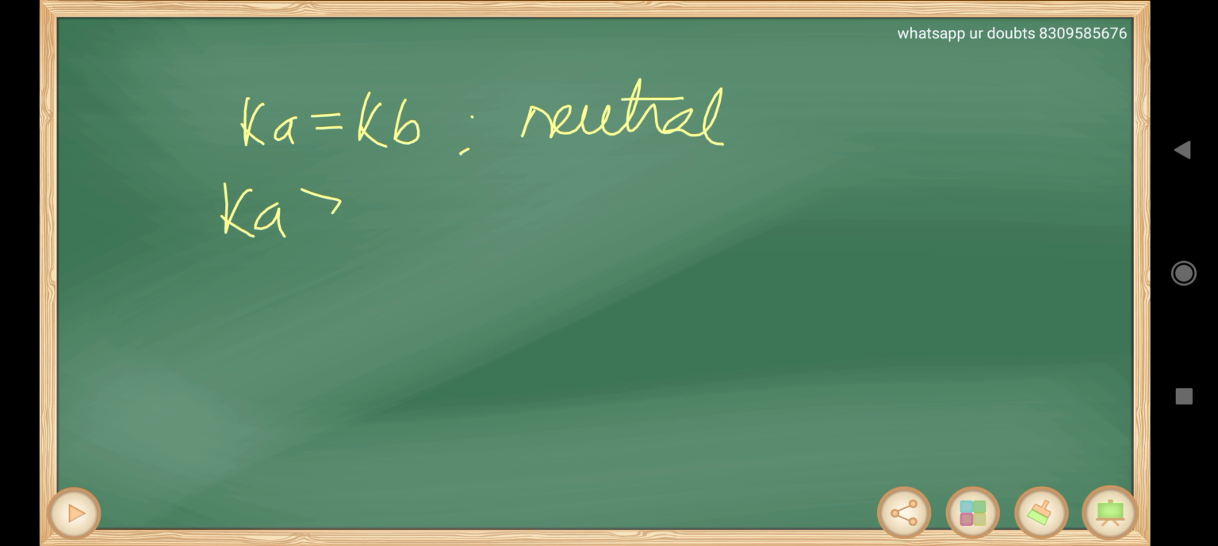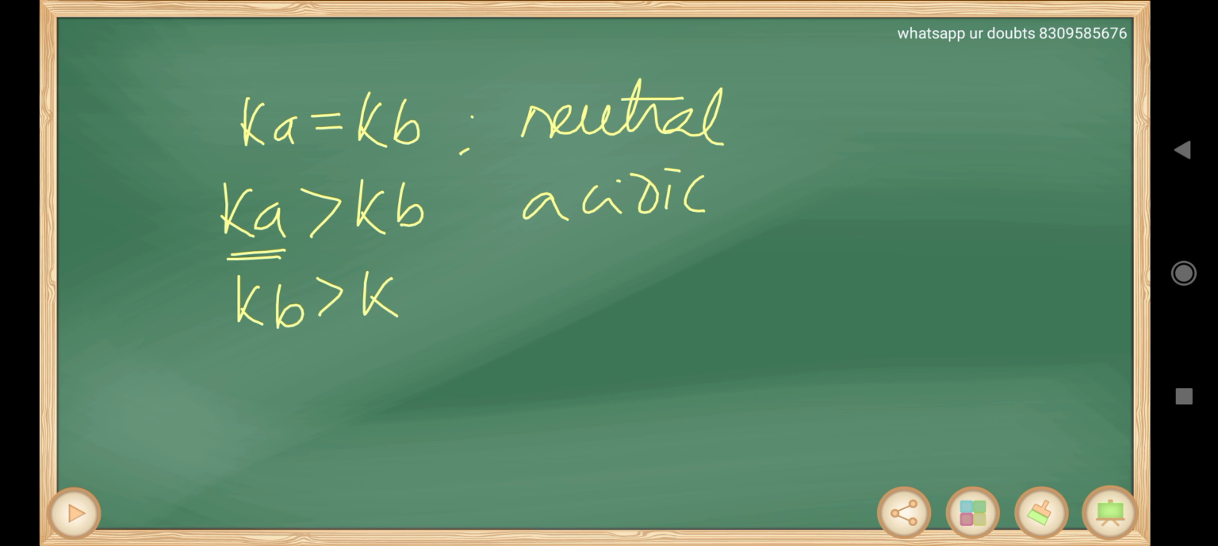But remember this point. If Ka is equal to Kb, the solution is going to be neutral. If Ka is greater than Kb, that is, the acid dissociation constant is greater than Kb, it is acidic in nature. If Kb is greater than Ka, obviously it is going to be basic in nature. It depends on the Ka and Kb values. If Ka equals Kb, neutral; Ka greater than Kb, acidic; Kb greater than Ka, basic.